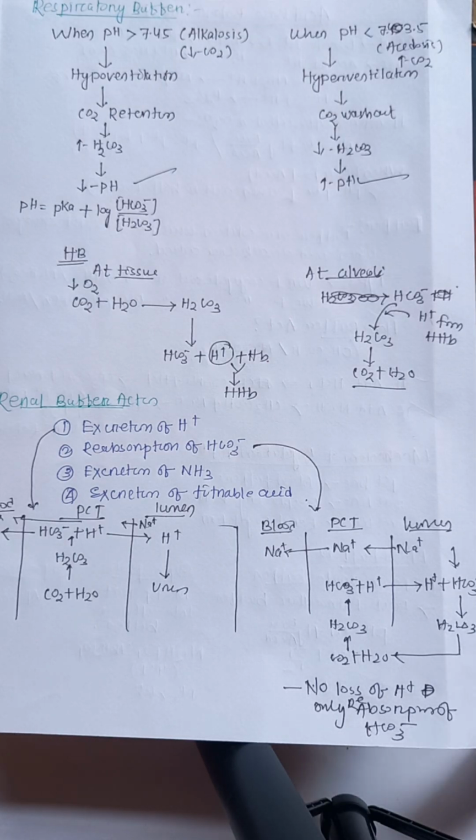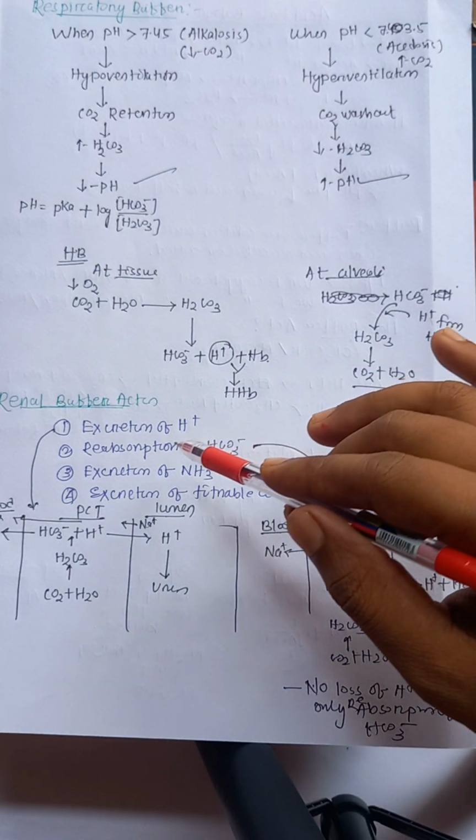Okay, so next is the renal buffering action. How does this work, let's see. There is the excretion of H+, reabsorption of HCO3-, excretion of NH3, and excretion of titratable acid. I have just taken two things: excretion of H+ and reabsorption of HCO3-. Excretion works like this.